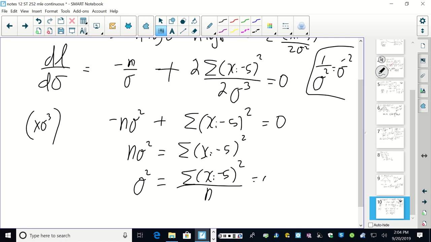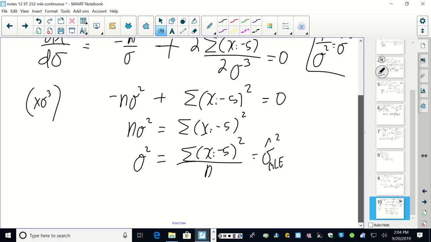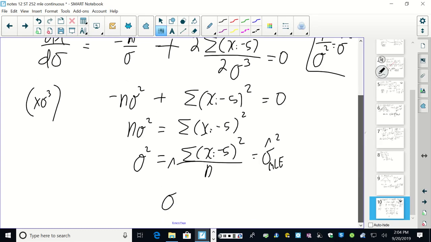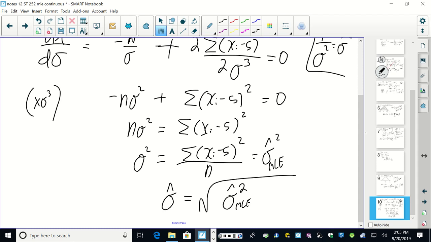And that's what you can call the maximum likelihood for sigma. If you take the square root of that whole thing, that would be sigma hat, getting rid of the square. And so it's the square root of that expression.